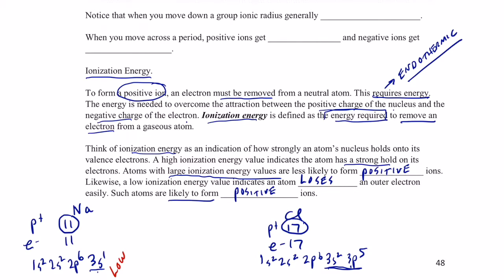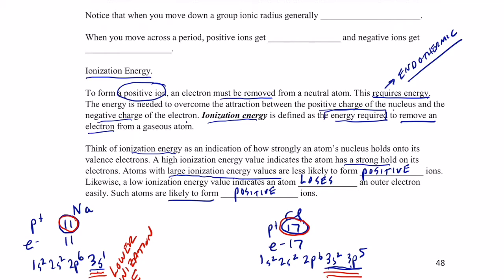This would have the lower ionization energy. It's easier to take an electron away from sodium than it is from chlorine. Remember, they both have electrons in the third energy level, right? But sodium only has 11 protons attracting those electrons in the third energy level.